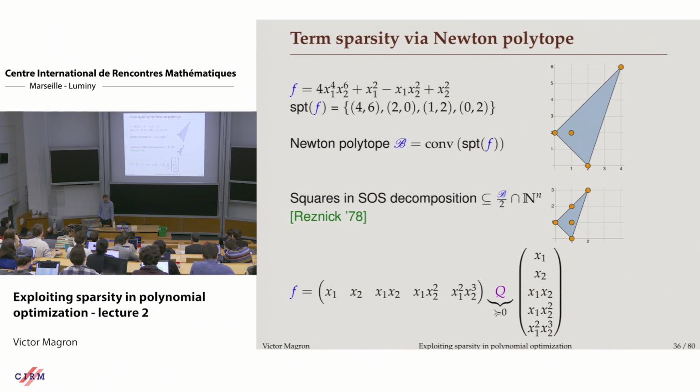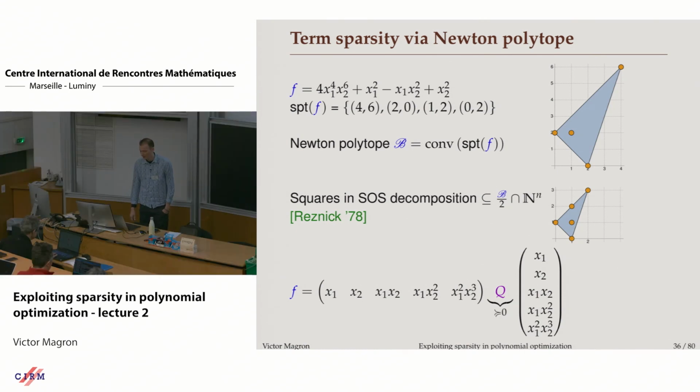So the first idea of term sparsity in the context of polynomial optimization was developed by Reznik in '78. At the time there were no SDP solvers. Convex programming was not as developed as today. And so who doesn't know what this Newton polytope is? Okay, so everyone knows about that. So it can be maybe a bit quick.